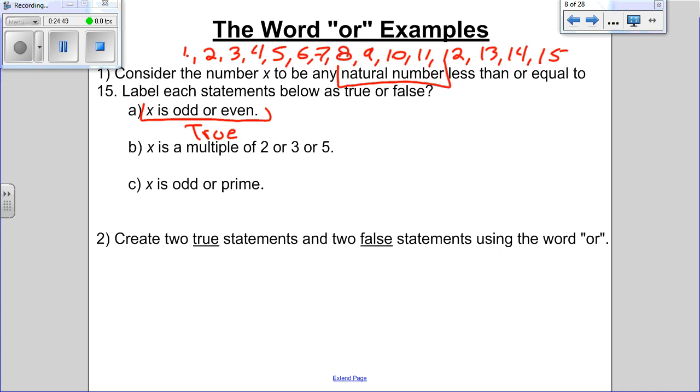Could you multiply 2 by something to get 1? Using natural numbers, you couldn't, right? So when we say multiples, that means like 2, 4, 6, 8. Those are the multiples of 2. For the multiples of 3, it'd be 3, 6, 9, 12. For 5, it'd be 5, 10, 15. Is it possible that this could be false? Yeah, the number 1 wouldn't fit in any of these lists. So overall, that thing would be false.